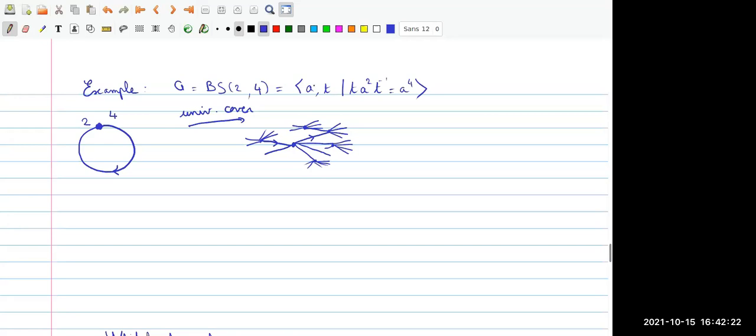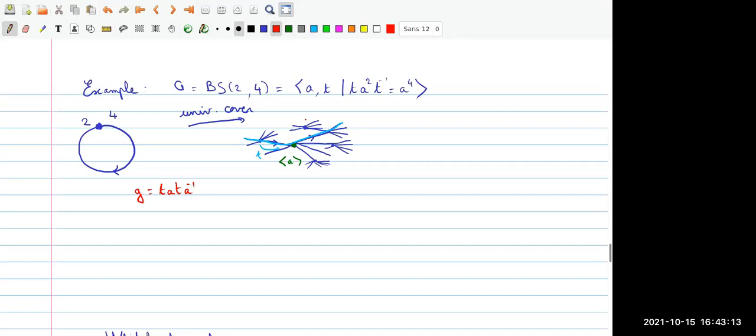So how does my group act on the tree? So the element A should fix a vertex here, and actually it generates the stabilizer of one vertex. And T is an element which is loxodromic, and it has an axis which goes through the green vertex, and it translates the tree by one edge. And now, who is my G, my small g? So I take the commutator T A T^-1 A^-1. And now let's construct its axis.